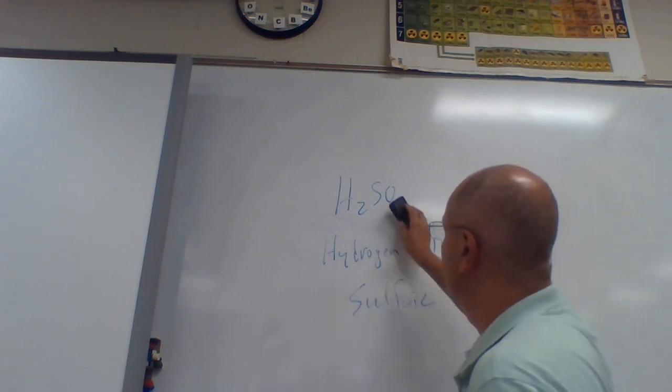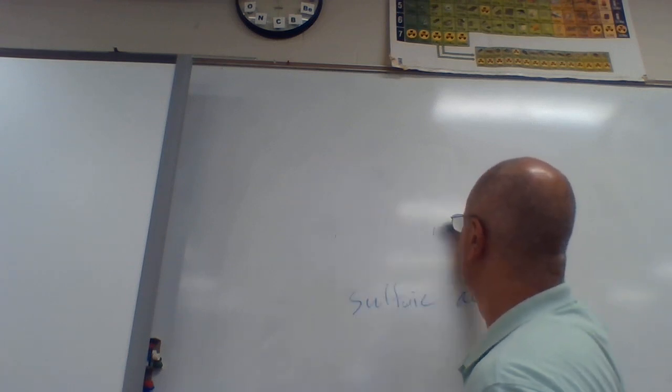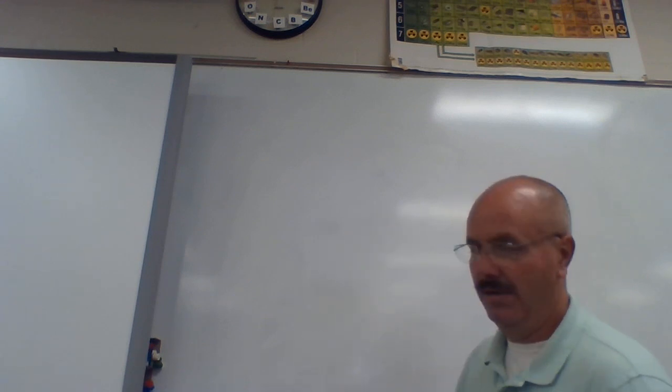All right, second one, we got NaBr. Well, Na is a metal on the periodic table because it's over on this side of the periodic table, so it's a metal. Because it's a metal, it's ionic. So if it's ionic, we're going to name this sodium bromide, and that's the name.